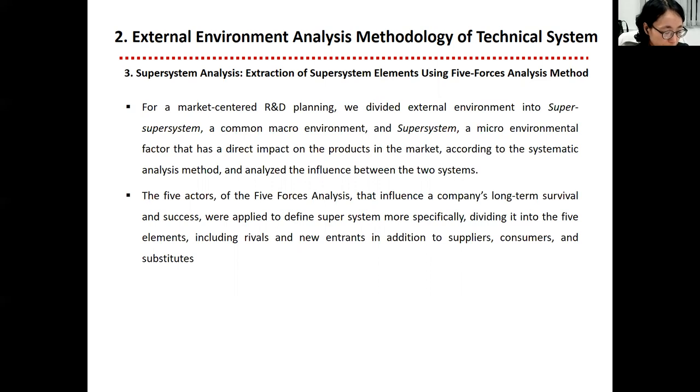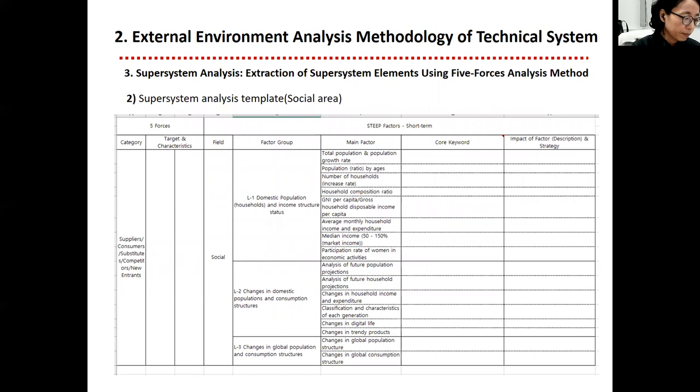We created a supersystem analysis template to systematically analyze the impact of the key trends in each area of STEP as macro environmental factors on each of the five forces as micro environmental factors. I will show you this template in the next slide. This is an example of the social area. Users can specify the five supersystems of a given system and identify their impact on the system and understand the relationship with core keywords by level in each area specified in the STEP analysis template. The frequency of the words related to the core keywords in each STEP area indicates the degree of impact on the system.